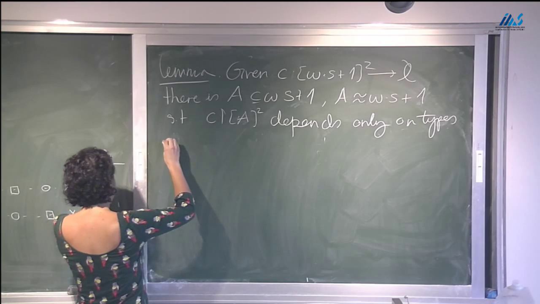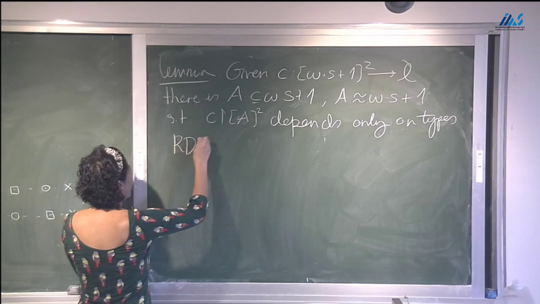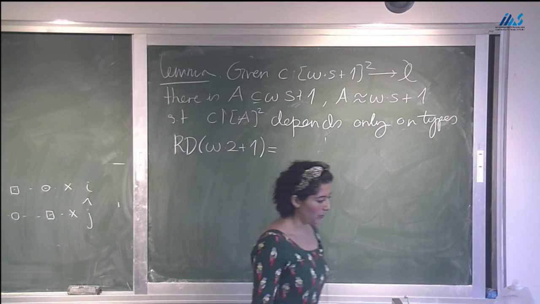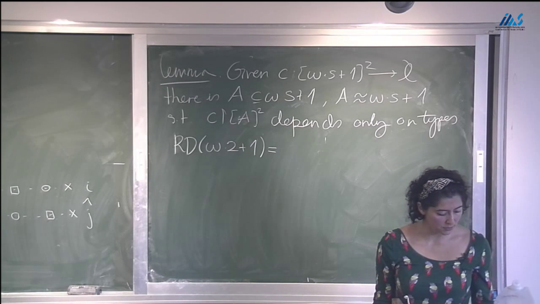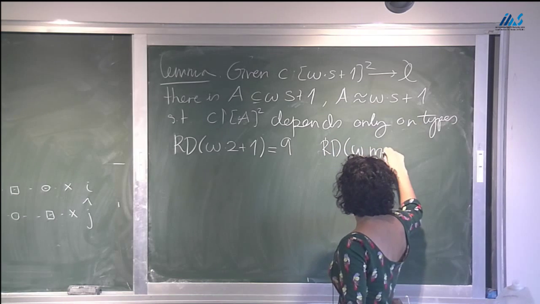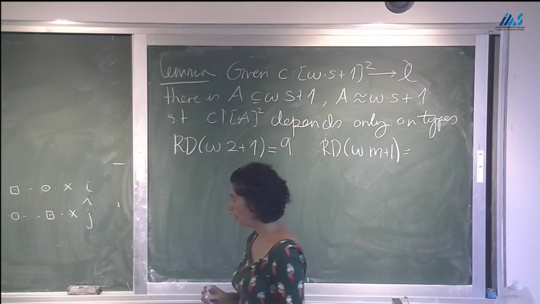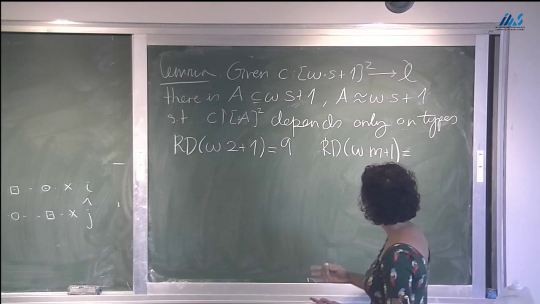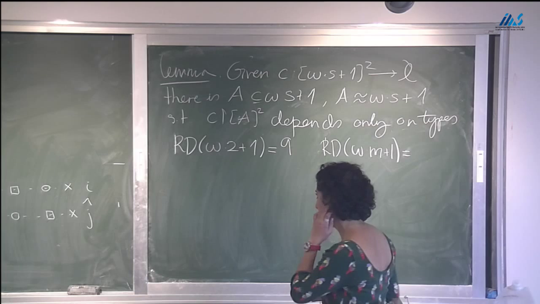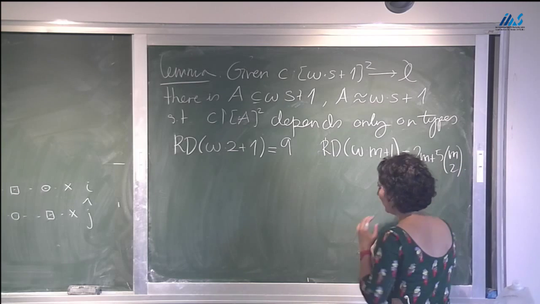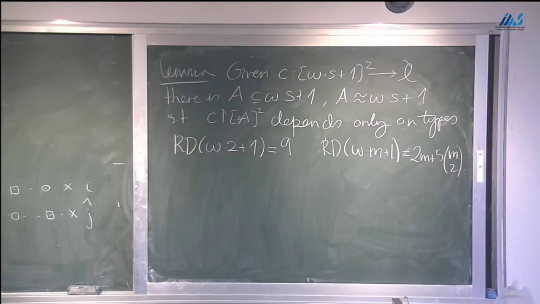So now this already gives us the Ramsey degree of, for instance, omega times 2 plus 1. So you just count the number of types in a copy of omega times 2 plus 1, and that is 9. And in general, the Ramsey degree of omega times n plus 1 will be just a quadratic polynomial in n, which is to be expected because we are coloring pairs. So this is (2n plus 5n) choose 2. All right. So that's the Ramsey degree.